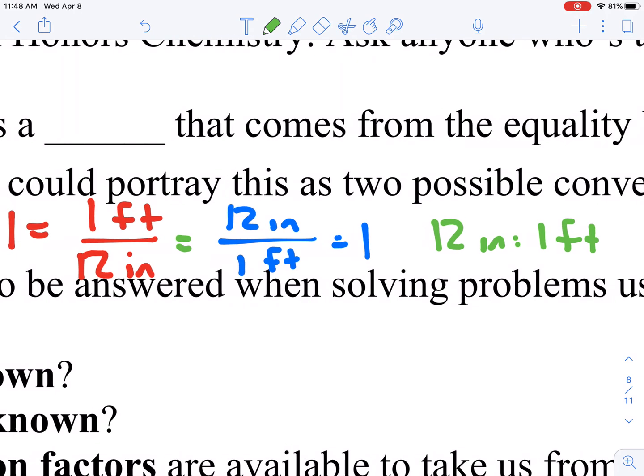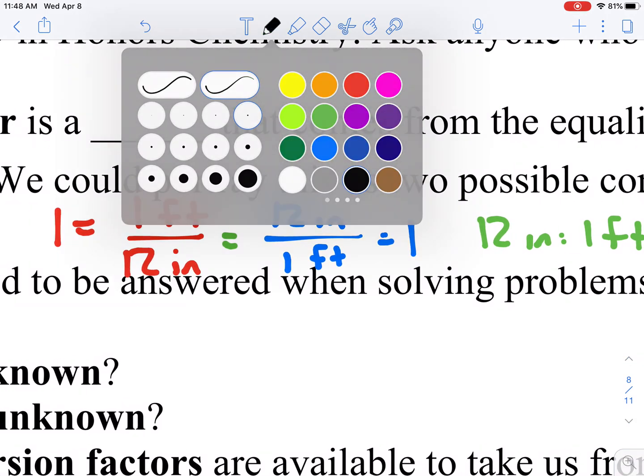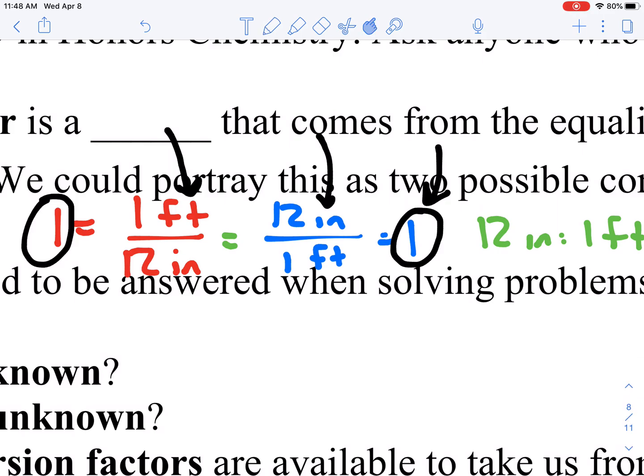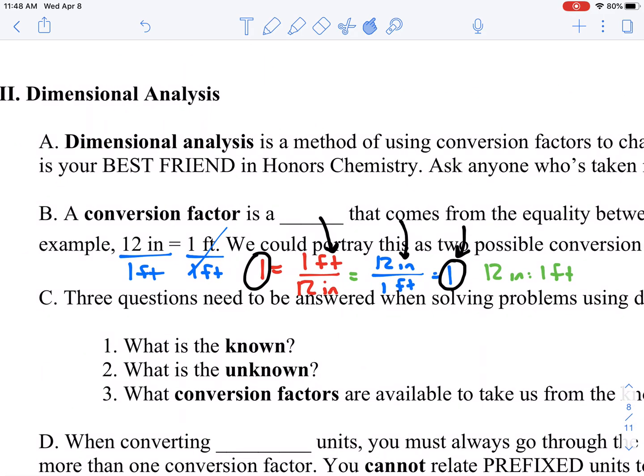But because they're all equal to the number 1, and here's the often overlooked but critical component of dimensional analysis, we can multiply any number in any problem by a conversion factor, by a ratio like this. And we're actually not really changing the number, we're changing the unit, right? Because mathematically we're just multiplying by the number 1.